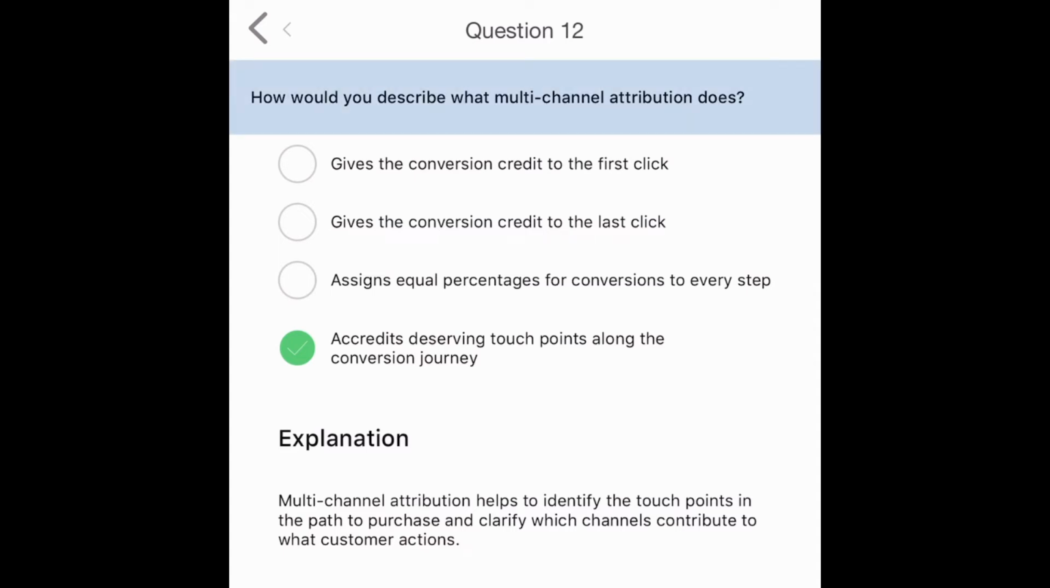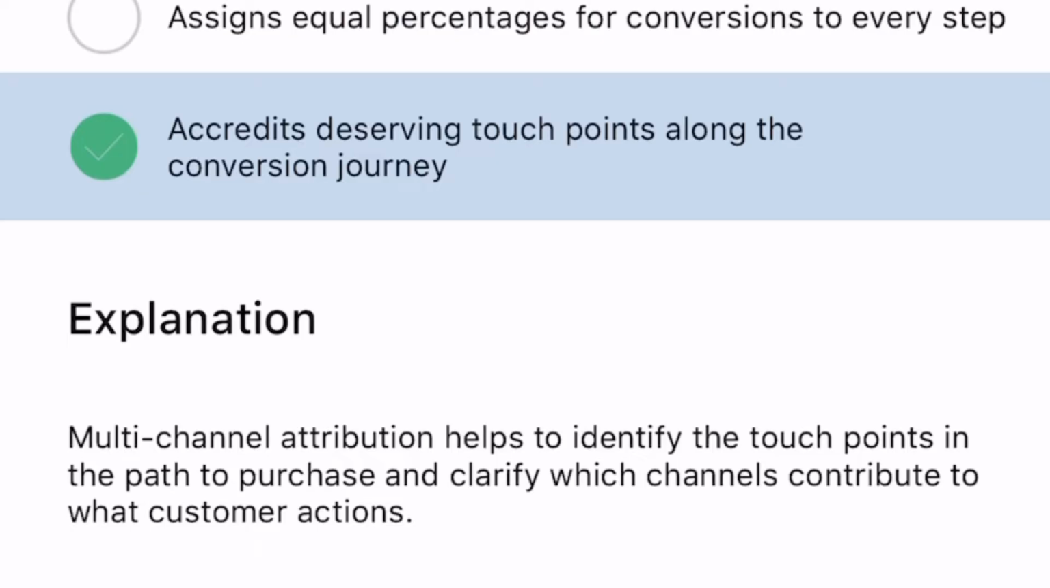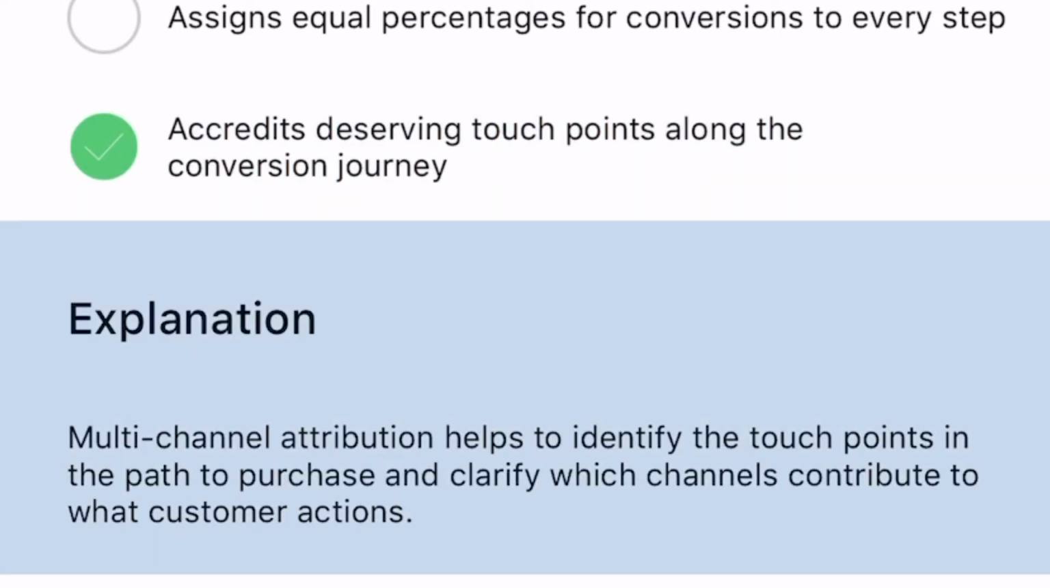How would you describe what multi-channel attribution does? Accredits deserving touch points along the conversion journey. Explanation. Multi-channel attribution helps to identify the touch points in the path to purchase and clarify which channels contribute to what customer actions.